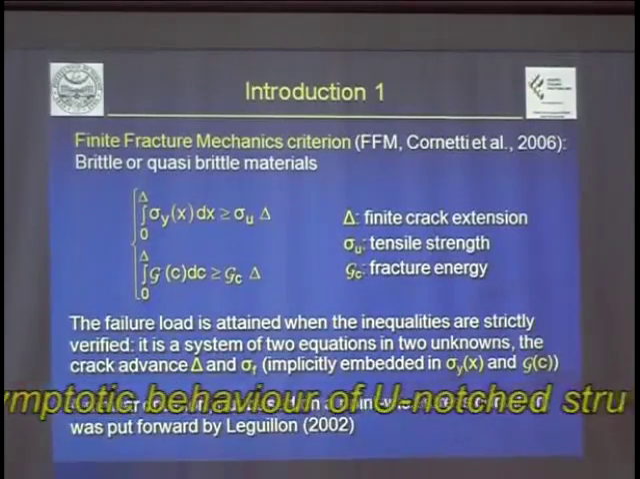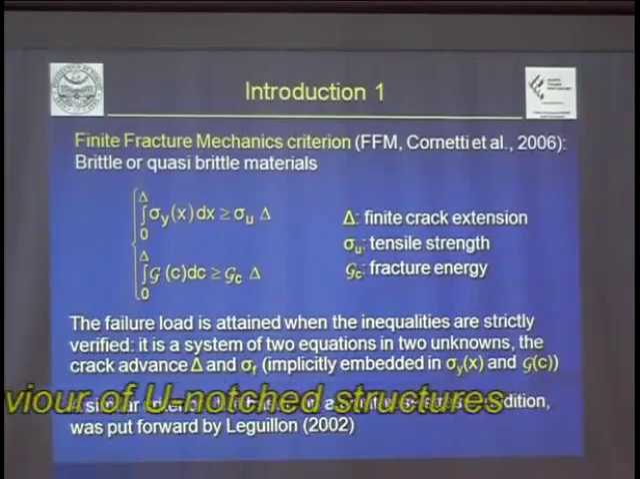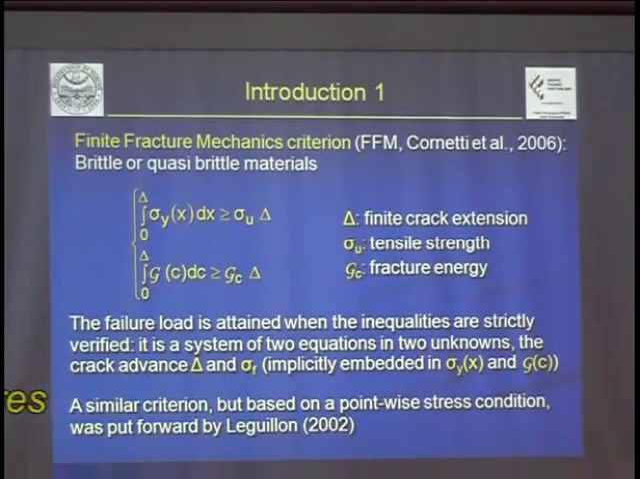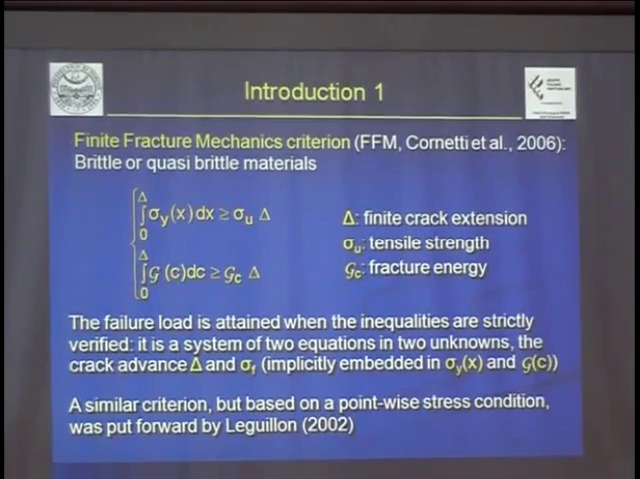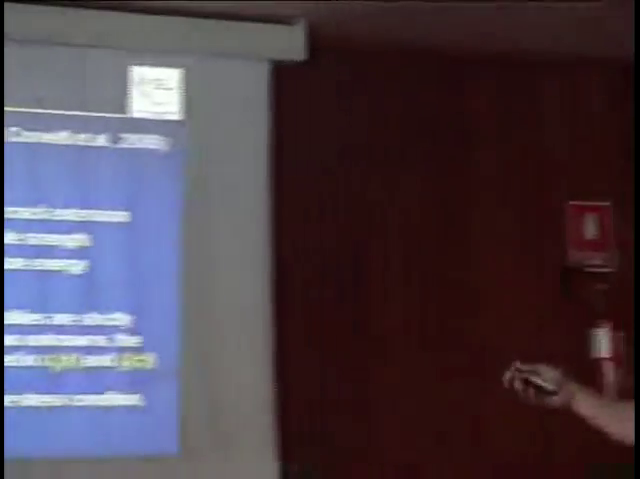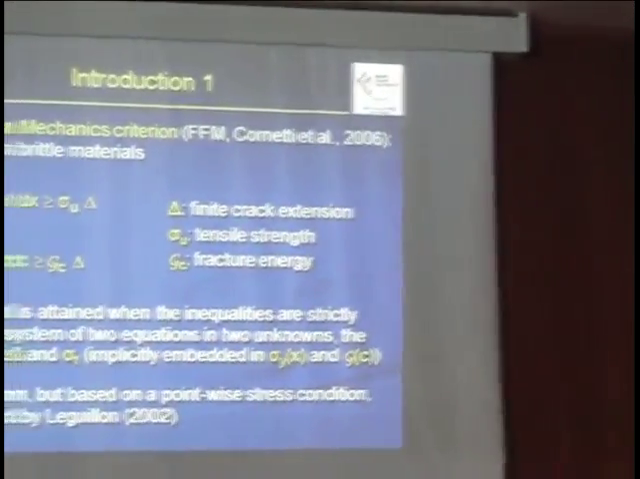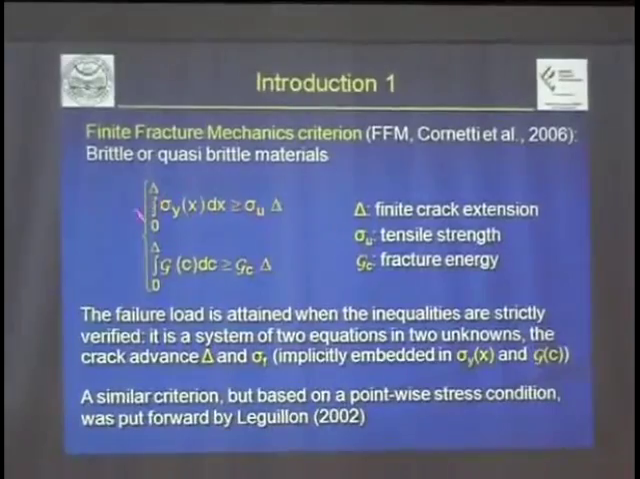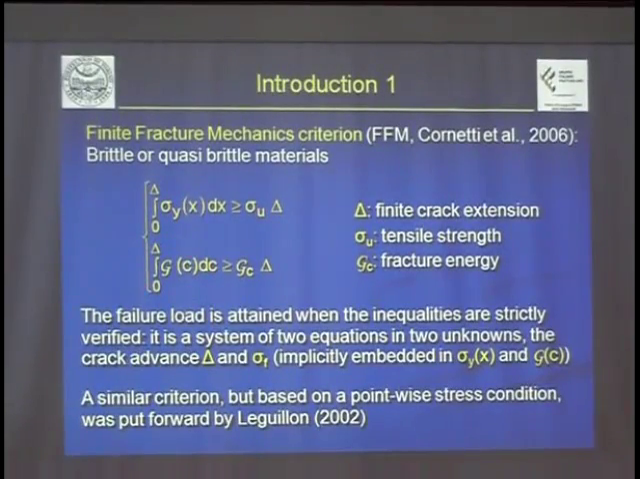Well, in order to deal with brittle or quasi-brittle materials, a new failure criterion has recently been proposed. The criterion is named finite fracture mechanics, FFM, and it's based on the hypothesis of a finite crack advance delta. So in other words, it is supposed that fracture does not propagate continuously but by finite crack extension, which is denoted by delta, and whose value could be determined by the contemporaneous fulfillment of both a stress requirement and an energy balance. So this is how the criterion reads.